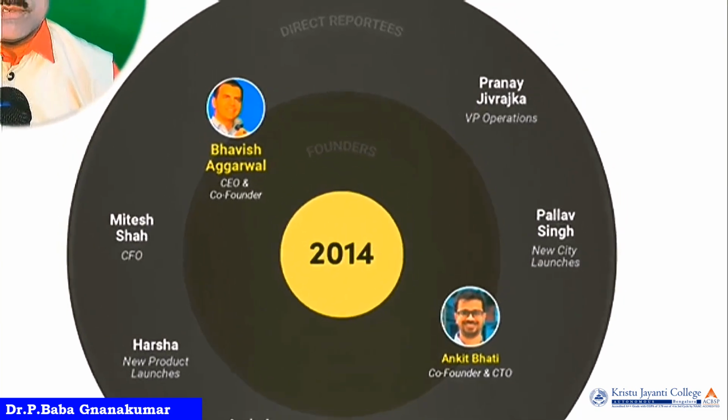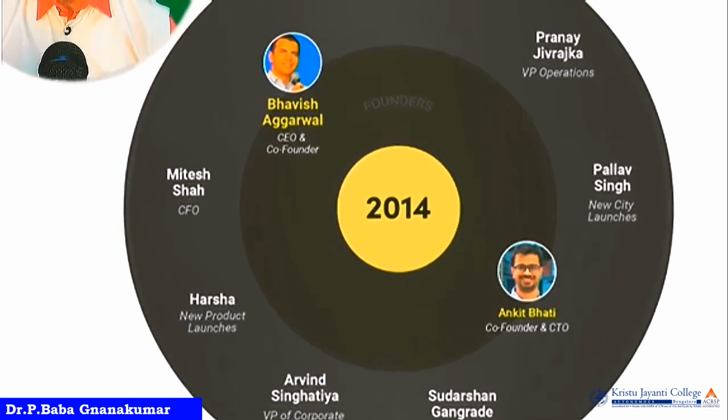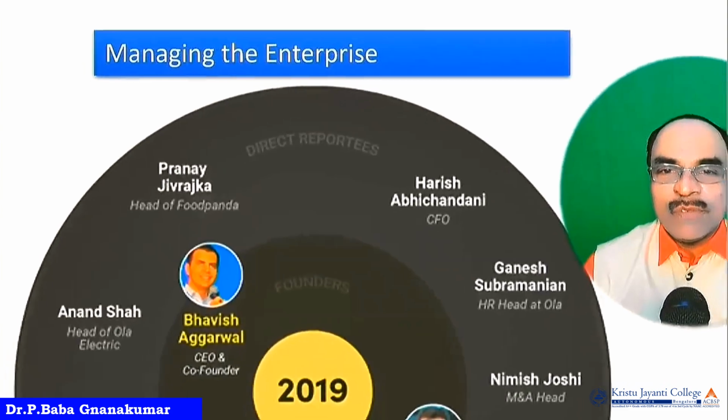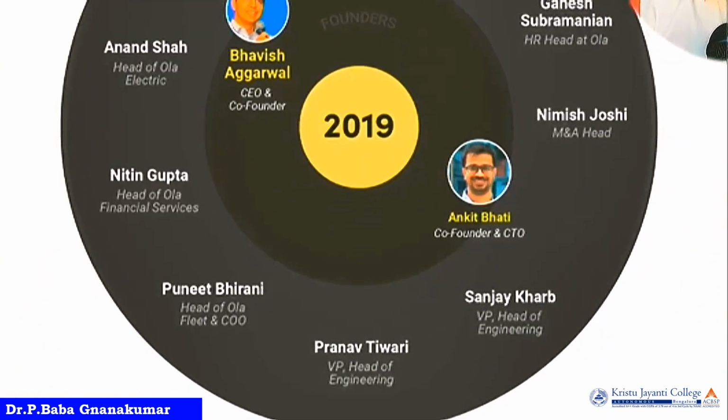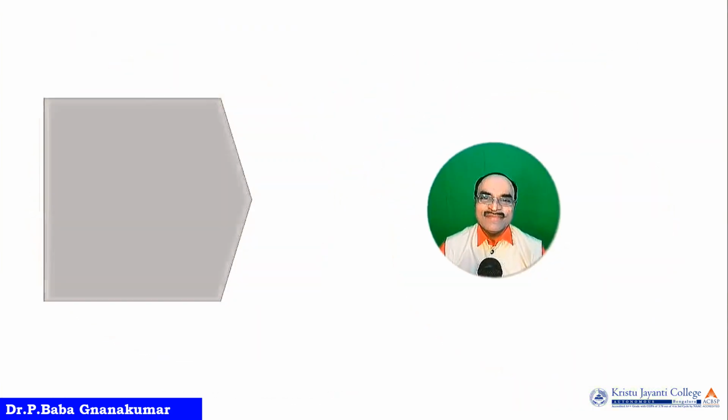At the time of introduction, Bhavesh Agarwal was the CEO and co-founder, and Ankit Bhatti was the CTO, Chief Technology Officer, and their organization structure was small. But when it comes to 2019, their business plan was very big. They appointed different teams to take care of Ola. So Ola started flourishing, and the business model grew.